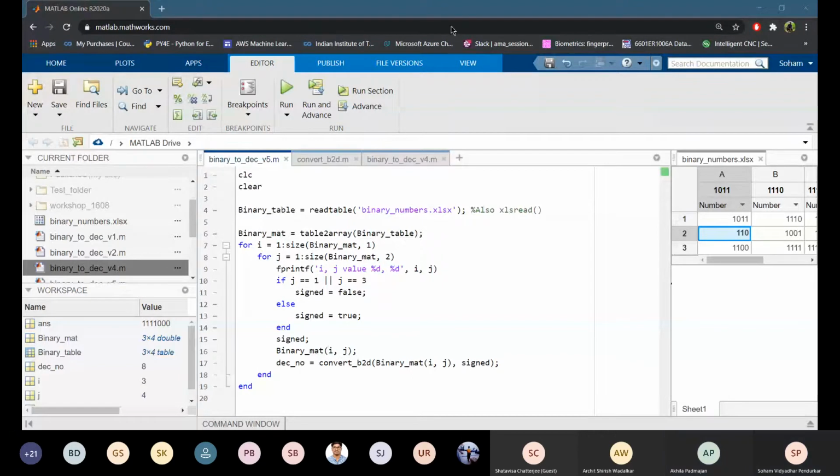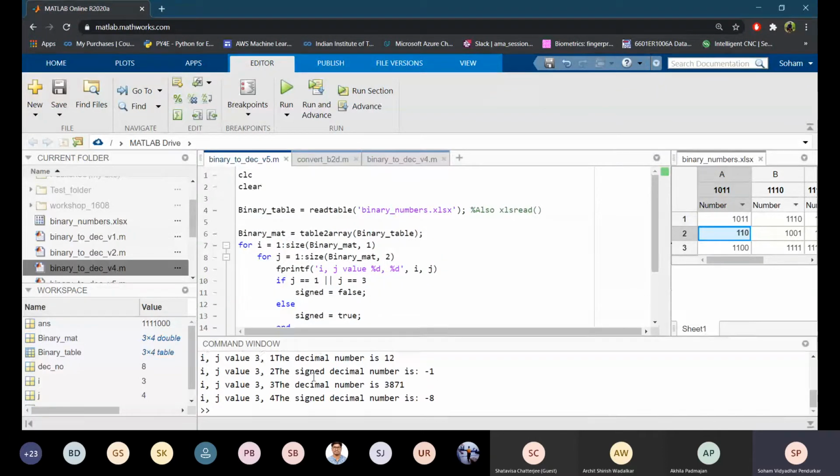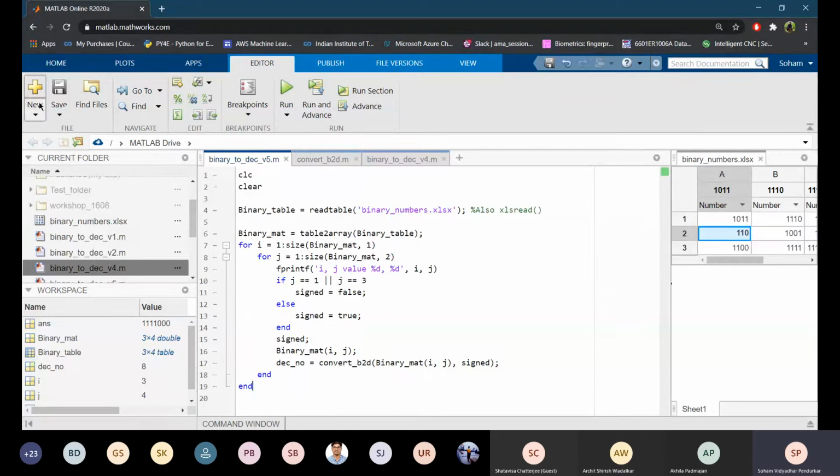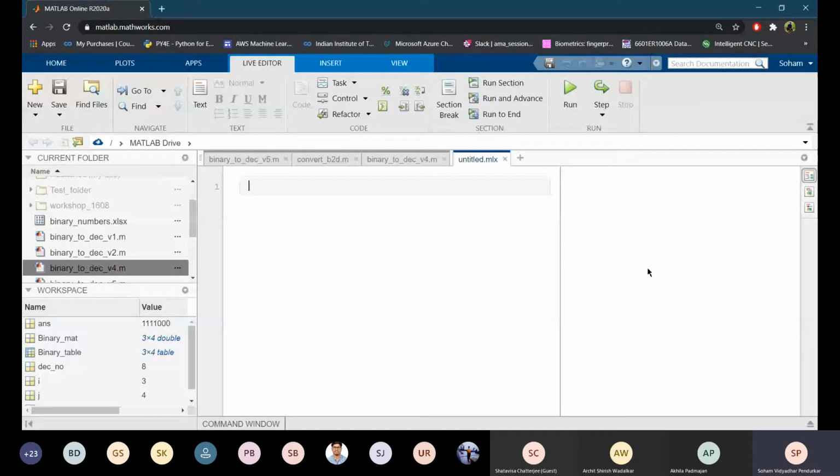So now we'll go on to that. I'll notify you of the error that came in this problem. It is not a big error. We'll try to cover that. Okay, so now let me create a new live script and start discussing this.